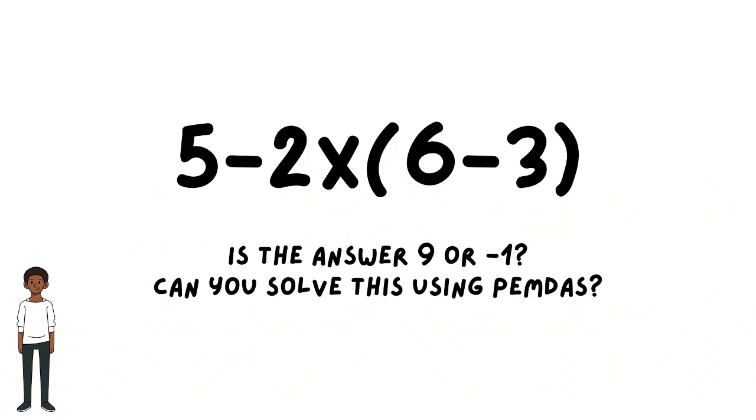Now let's solve our second problem. 5 minus 2 times open parentheses 6 minus 3 close parentheses. Let's see the mistake that leads people to the answer 9 before finding the correct solution.